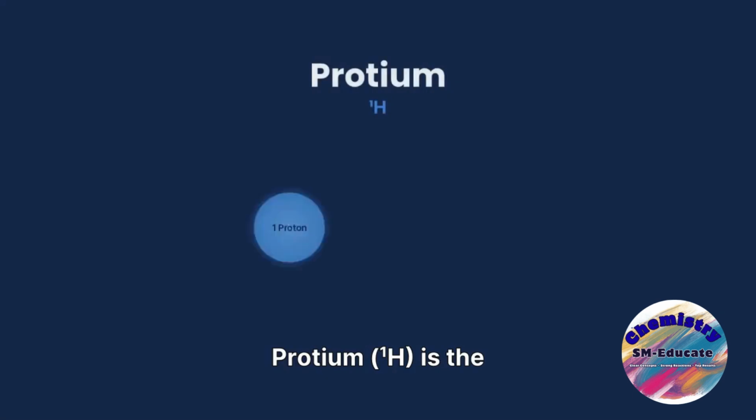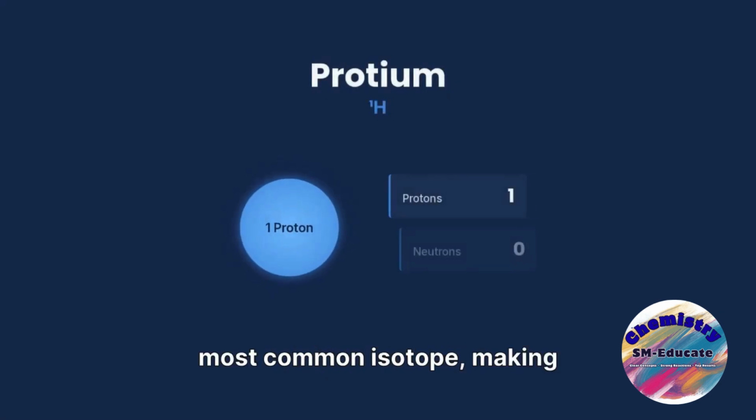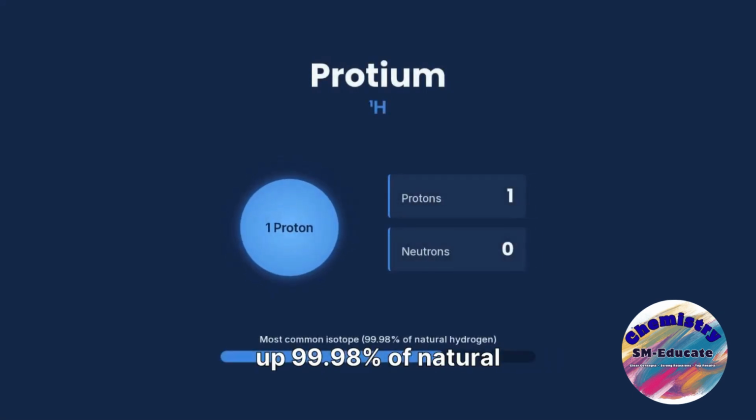Protium, superscript 1H, is the most common isotope, making up 99.98% of natural hydrogen. It has one proton and 0 neutrons. Because it has no neutrons, it is the lightest and most abundant isotope. Protium is colorless, odorless, and used mostly in chemical reactions and fuels.